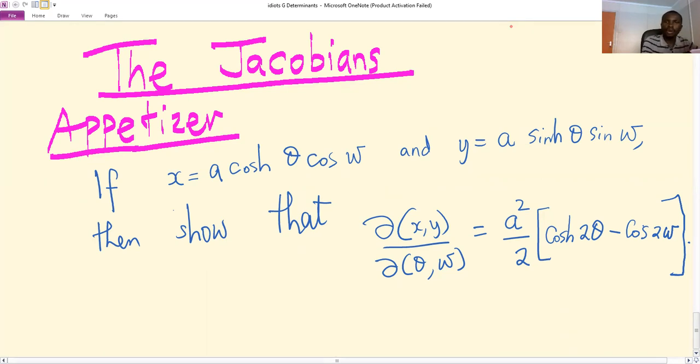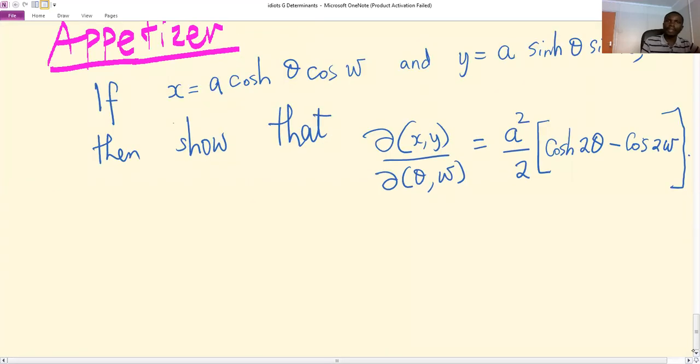cosine of 2 omega. So as I told you from the start of the topic of Jacobians, the topic assumes that you are well grounded on functions, partial differentiation, and also determinants. So please, if you still have some problems, I advise you to check those topics in calculus and linear algebra before you come solve problems on this chapter. Okay, so solution.